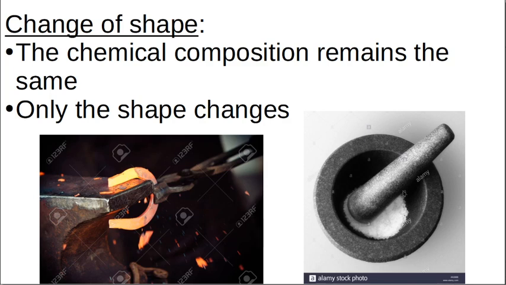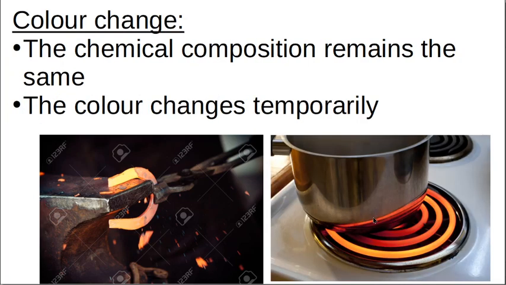The other example is if you buy coarse salt and your coarse salt won't come out of your salt shaker, you can put it in this object which is called a pestle and mortar, and you can grind it up into fine salt. So if this is salt, it was sodium chloride before you started, it was sodium chloride after you finished. You've not changed anything about the chemical composition, just its shape.